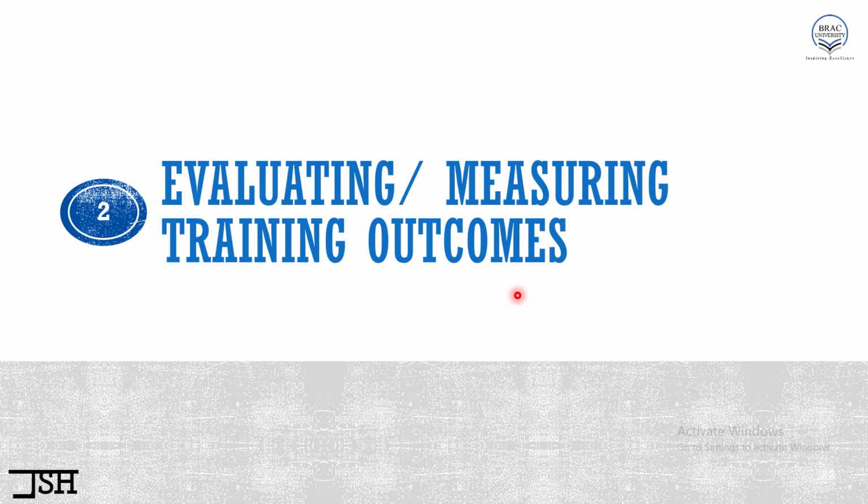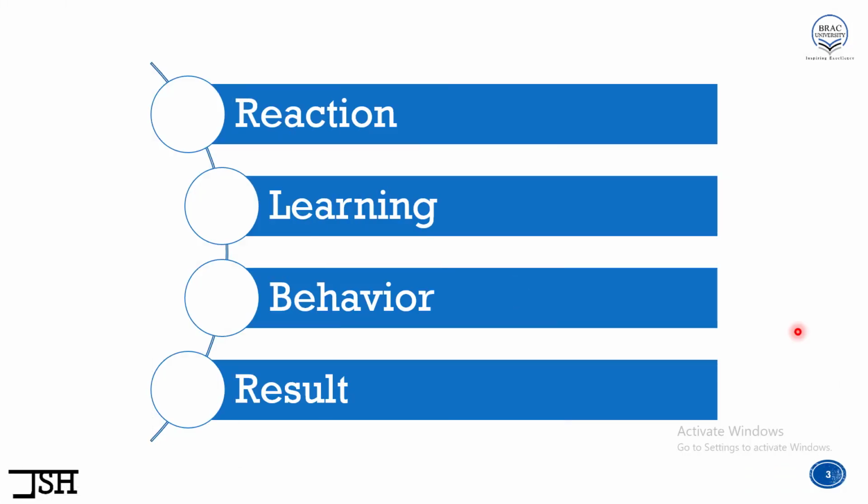Alright, so now that we know the purpose of evaluating trainings, let's go into the details. So in general, training evaluation consists of 4 steps. What are those steps? Here it goes. So in evaluating trainings, we measure these 4 things: reaction, learning, behavior, and result. Once again, reaction, learning, behavior, and result. Now I'm going to explain each of these concepts one by one.